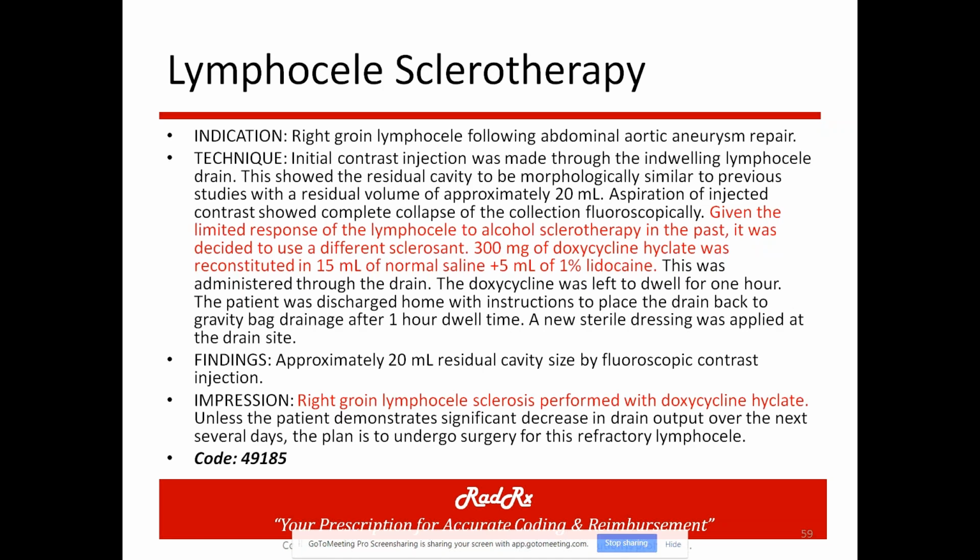So here's an example of lymphocele sclerotherapy. You see here that alcohol sclerotherapy, the patient had it in the past. They decided to use a different sclerosant. So here they use doxycycline to do the procedure to treat the lymphocele. So now this is in the groin, and it's 49185, even though it's in the groin. So it's not one of the things that was listed specifically for 49185, but that is the correct code.